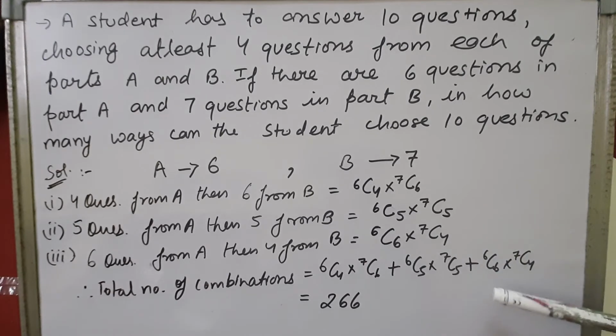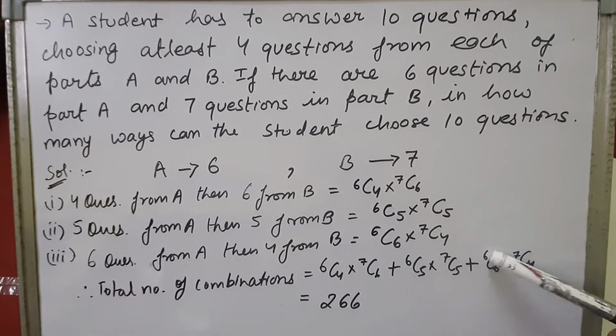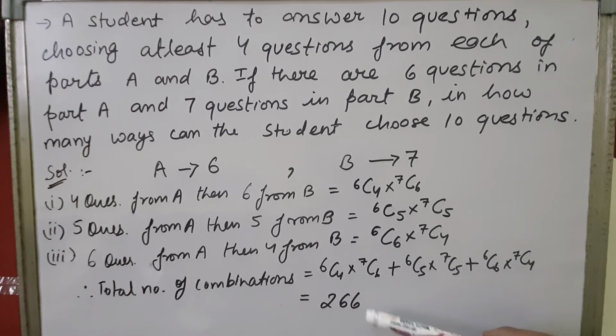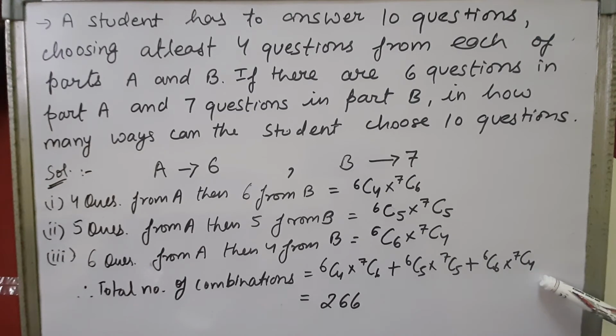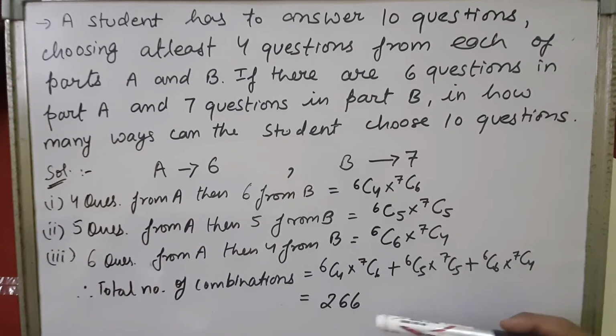Hence, the total number of combinations will be the sum of the combinations in the 3 cases: 6C4 into 7C6 plus 6C5 into 7C5 plus 6C6 into 7C4. When we solve and add, we'll get the answer 266. Alright children, please note down.